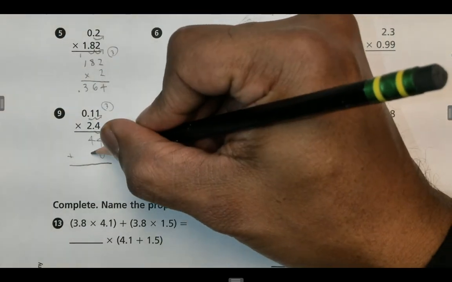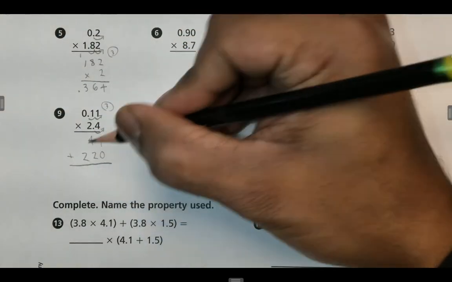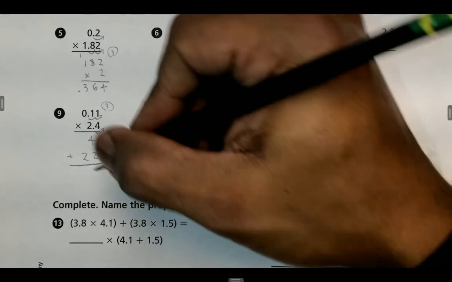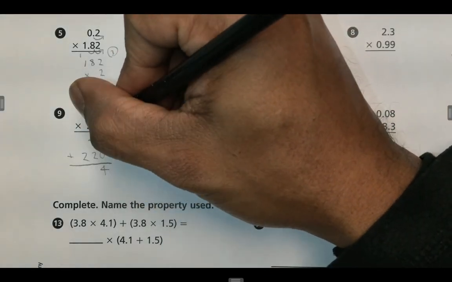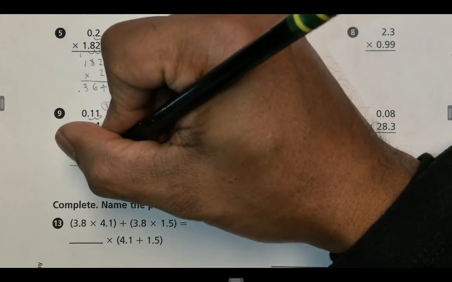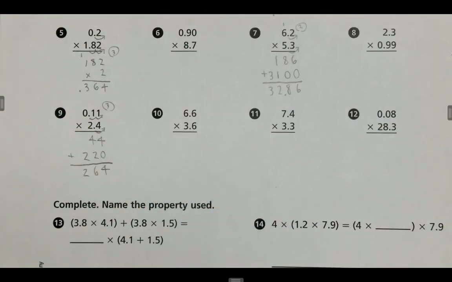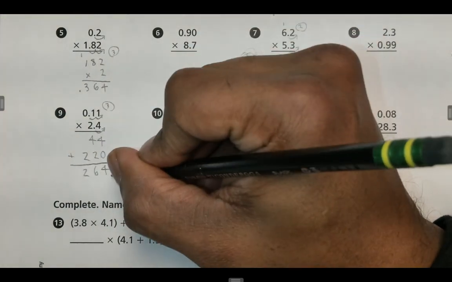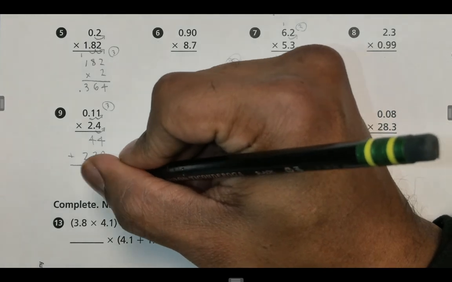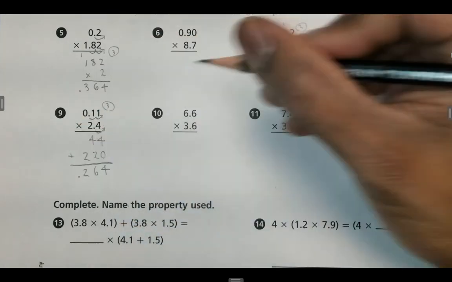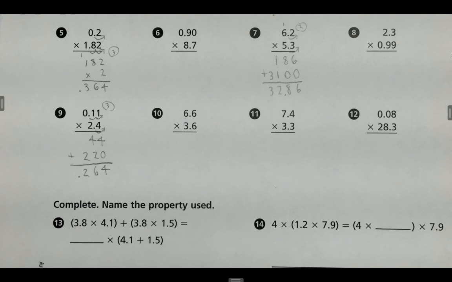2 times 1 is 2. 2 times 1 again is 2. Add up my columns. 4 and 0 is 4. 4 and 2 is 6. The 2 comes down. And then we're coming in from the end 3 places. Pew, pew, pew. 264 thousandths.